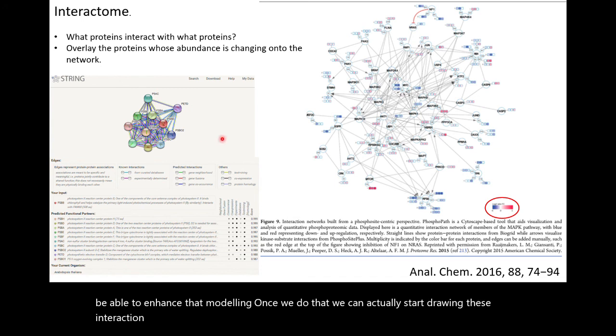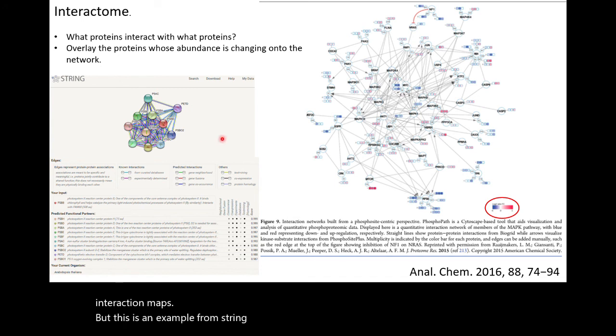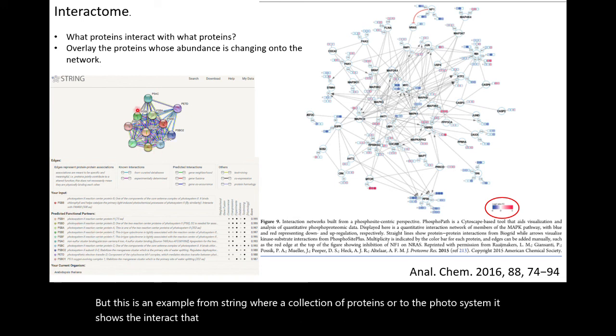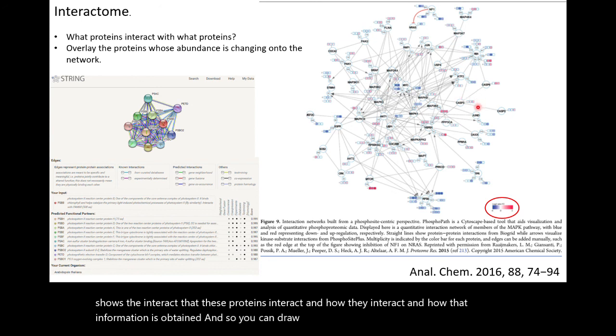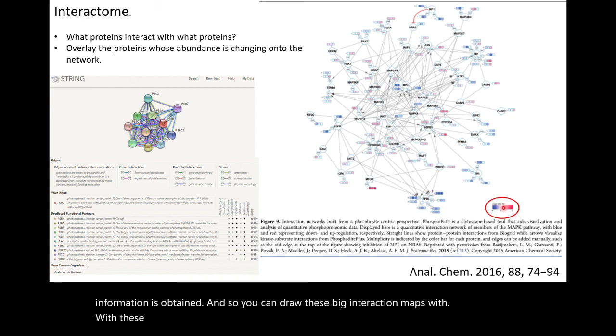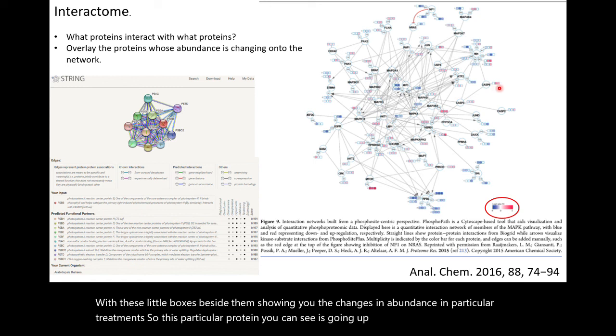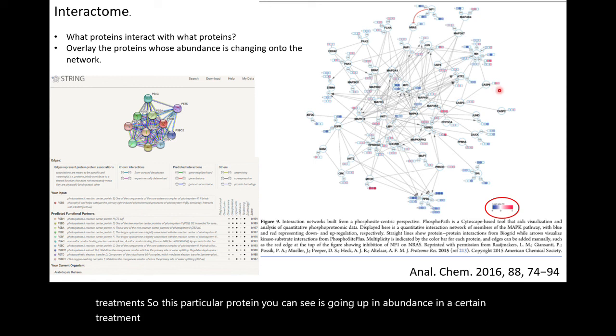This is an example from STRING, where a collection of proteins all belonging to the photosystem shows that these proteins interact, how they interact, and how that information is obtained. And so you can draw these big interaction maps with these little boxes beside them showing you the changes in abundance in particular treatments. So this particular protein you can see is going up in abundance in a certain treatment and a little bit less in a different treatment.